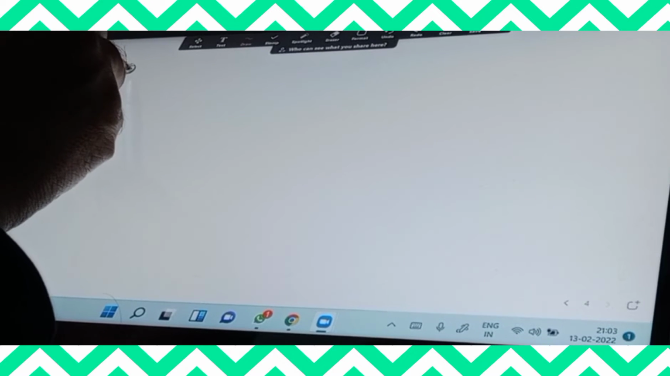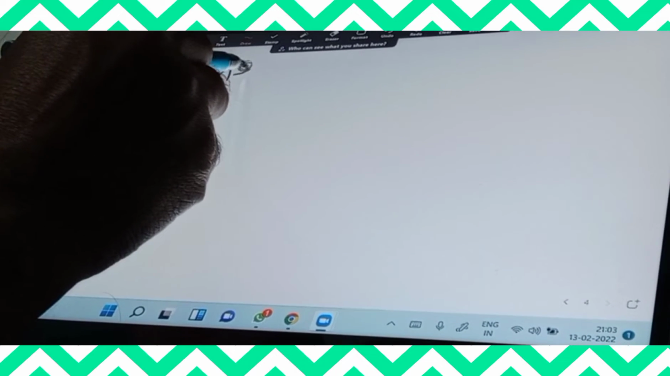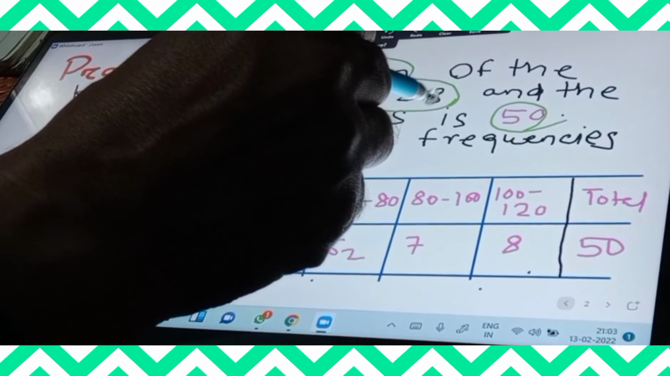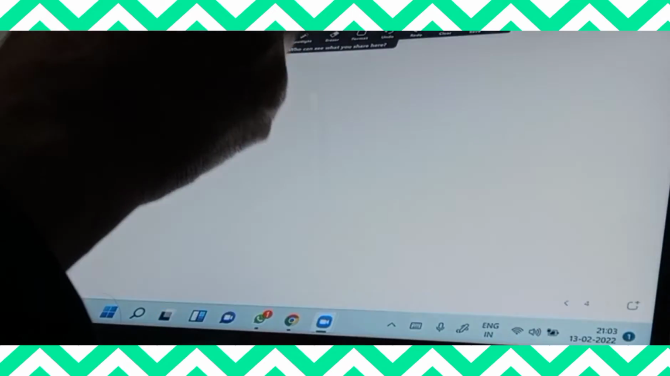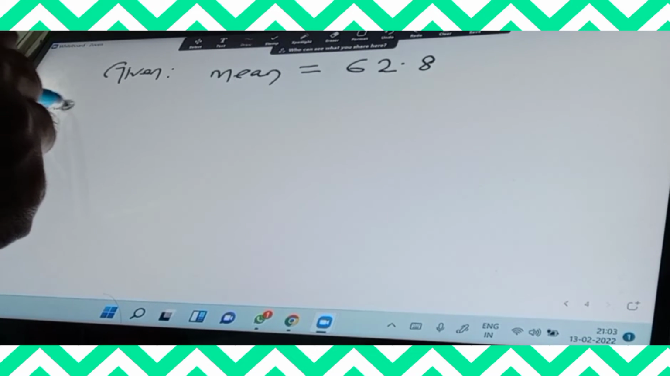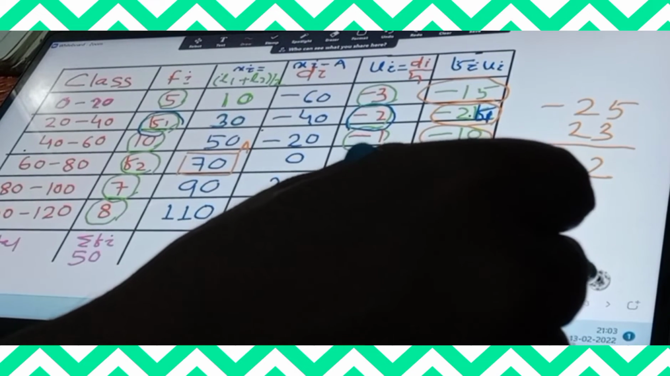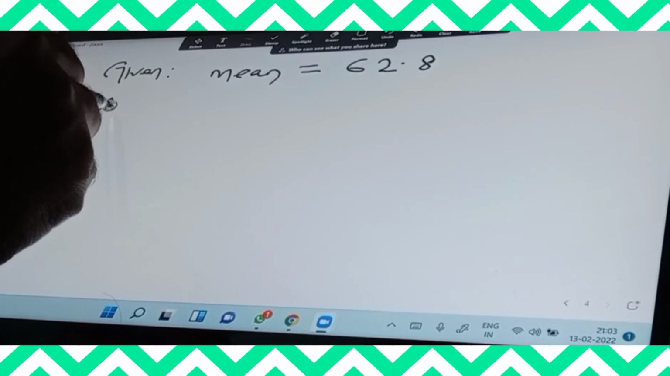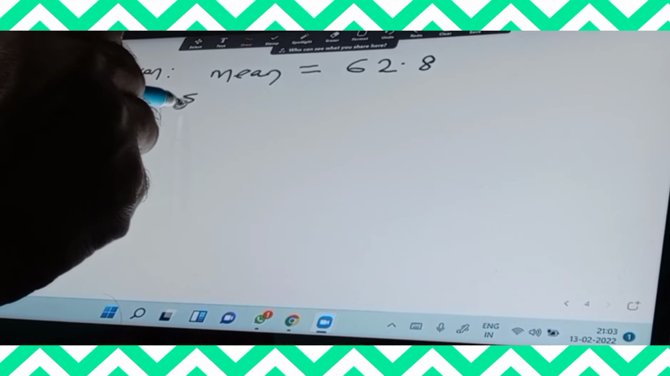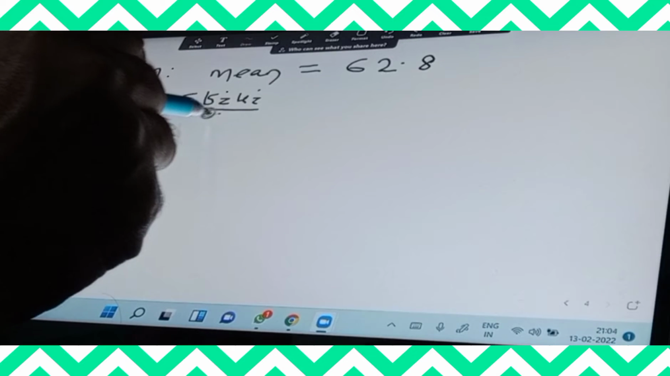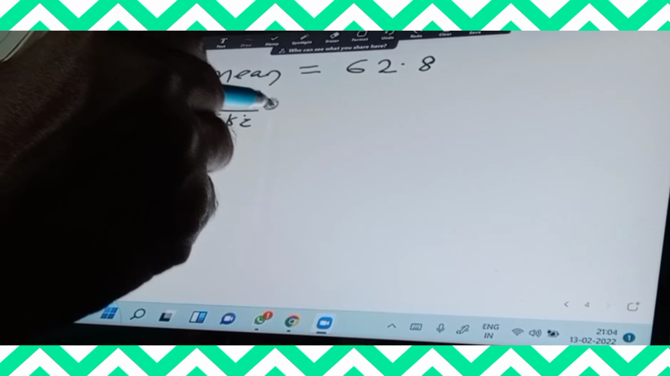Already the mean is given. What is the value of the mean given? You see, it is given 62.8. So the mean is 62.8. And according to the formula all of you know, what is the formula of mean? It is a plus summation of fi ui divided by summation of fi, is equal to 62.8.